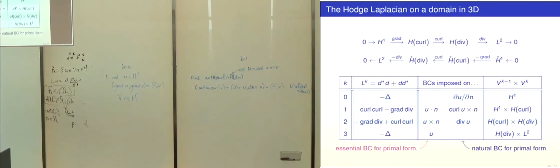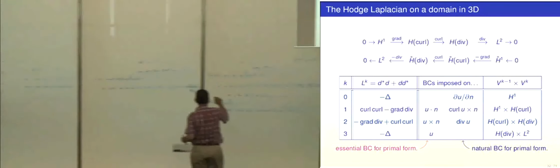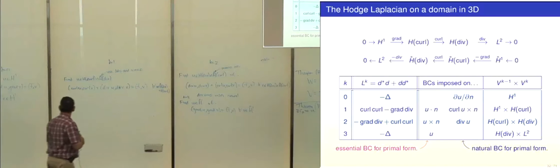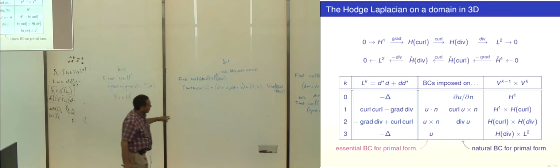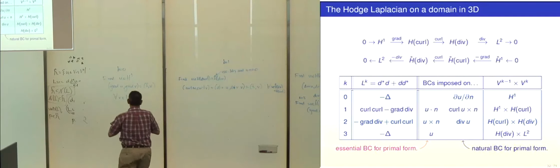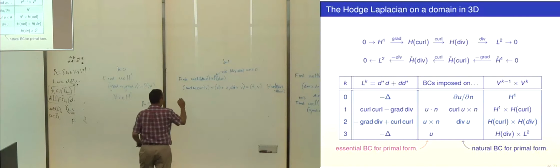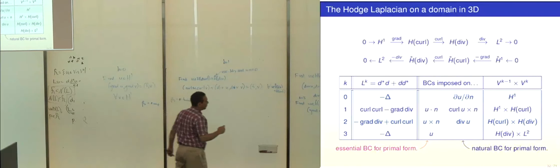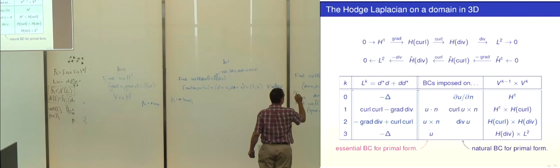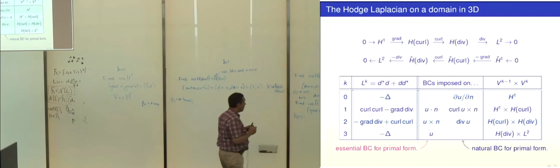Remember, I'm ignoring harmonic forms. In all of these, if there are harmonic forms, I have to take the orthogonal complement. This is k equals 3. This problem, there are always harmonic forms, so I should be modding out by constants. So remember, here we have Betti 0, number of components. Here we have number of tunnels through the domain. Here we have number of voids. And the Dirichlet problem is always well posed.